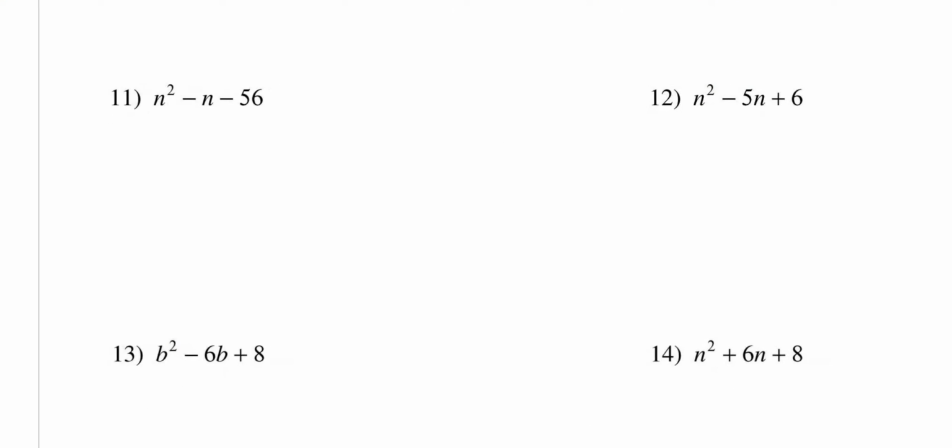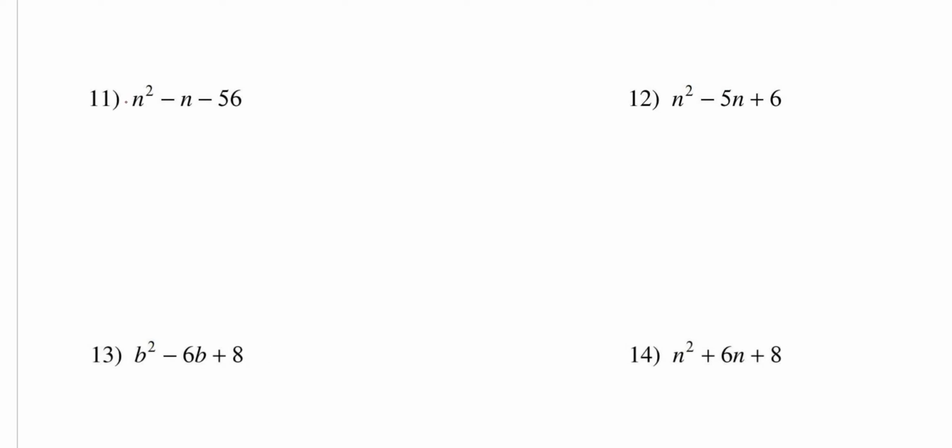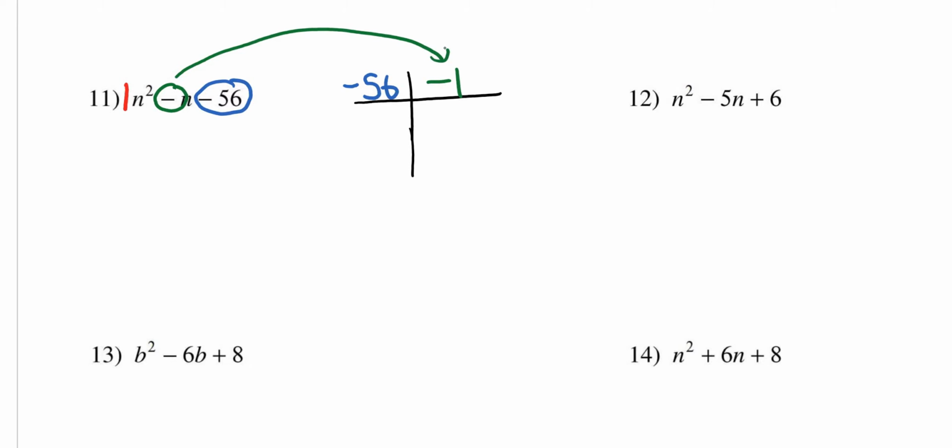All right, a couple more here. So once again, leading coefficient of 1 there. So let's set the table. And there's a negative 56 here, and the middle number here is actually a negative 1. If there's a minus sign there with no number, there's an invisible 1 there, so it's minus 1. Two numbers that multiply to 56 are 8 and 7.